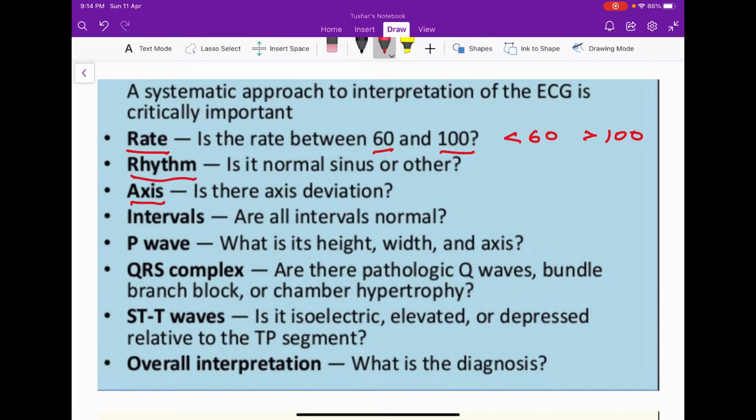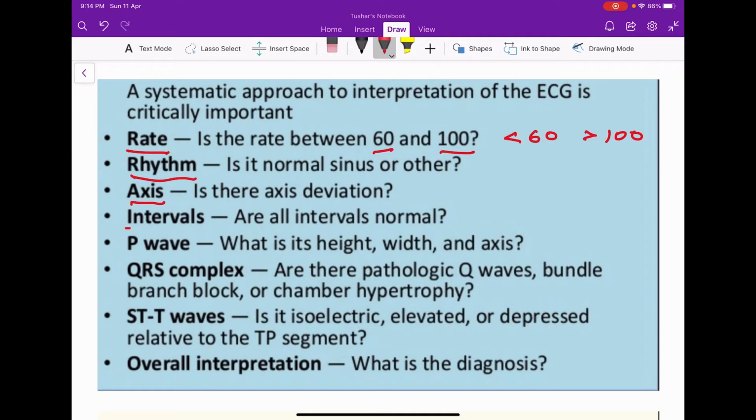We need to determine whether the ECG is having a normal axis, right axis, left axis, or extreme axis. We will come to that later. We are just discussing how systematically we need to go on while reading an ECG.